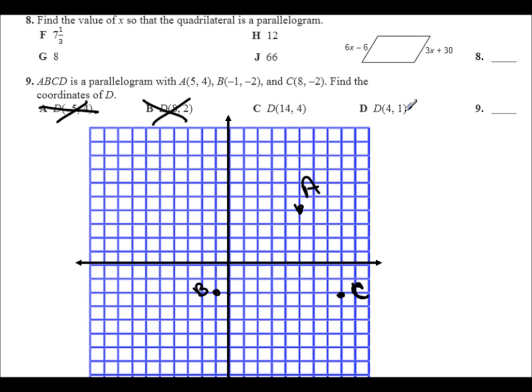Let's try 4, positive 1. I'm going to skip around because this is actually going to end up off our graph, so I have to wait on that one. 4, positive 1. 1, 2, 3, 4, positive 1. And that's not going to make a parallelogram either. So clearly our answer choice is C. But here's how we're going to verify that.